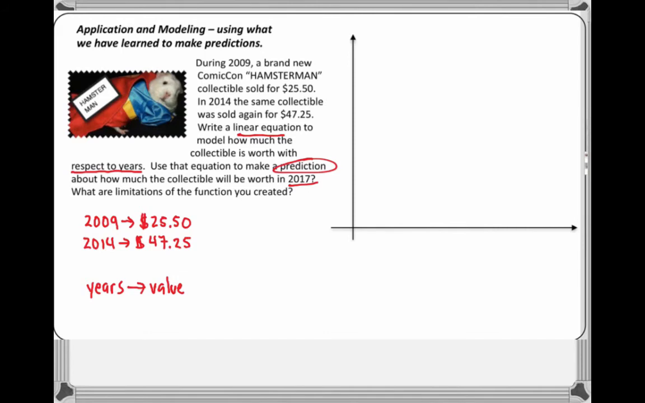First things first, what I like to do is set up the X and Y's here. So years is time, and value we can call V. Since I'm plugging years into something, I'm going to leave this purposely incomplete. This is going to be years, and this is going to be value.